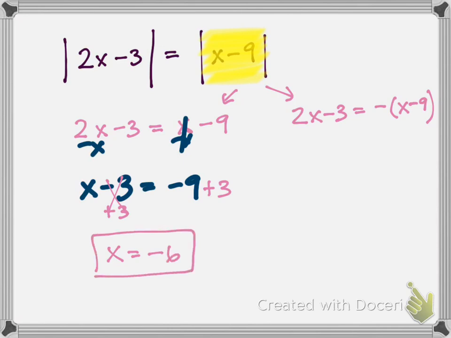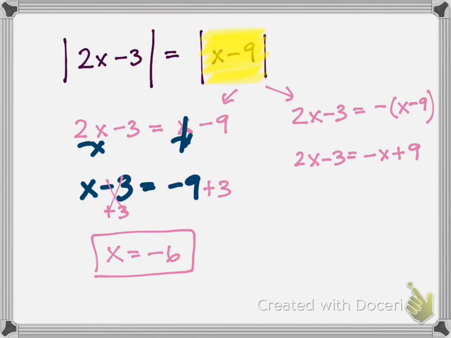Well, that's one possibility. But now we have to solve for, well, what is the other possibility? Is there another version that will work? So we're going to start here, and we're going to say 2x minus 3 is equal to, and you must distribute that negative. It's the opposite. It's negative x plus 9. So now solve this equation.